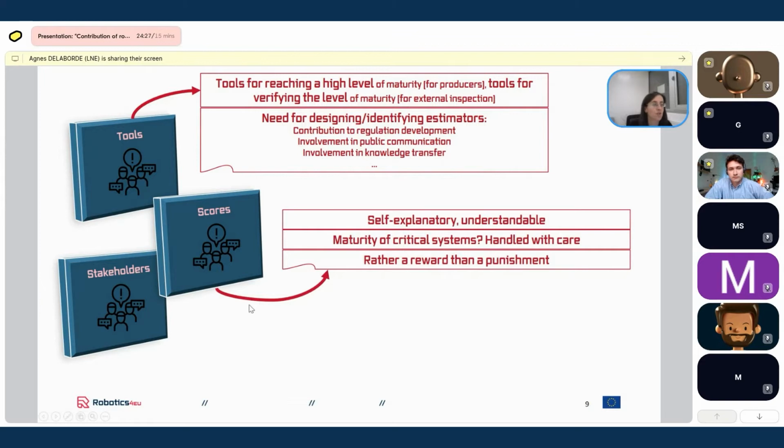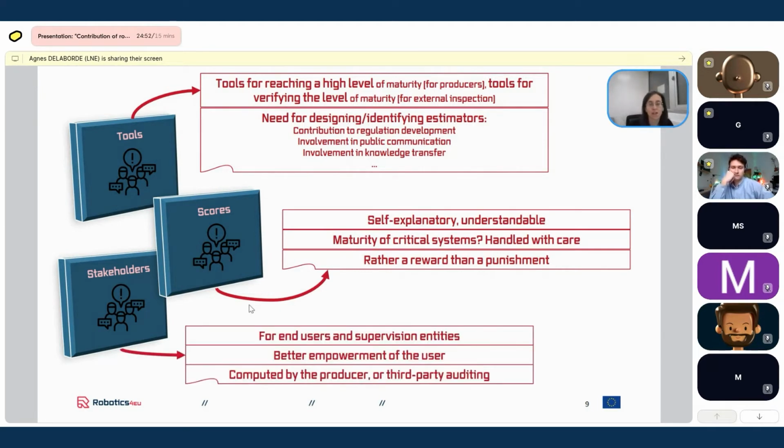Concerning the scores themselves, what is really important, and we fully agree with that, the score must not be a punishment, telling you that, okay, it's a low maturity score, so you are not allowed to sell it. We want it to act rather like a reward, telling you, oh, well done. It's a robot with an adapted maturity score.